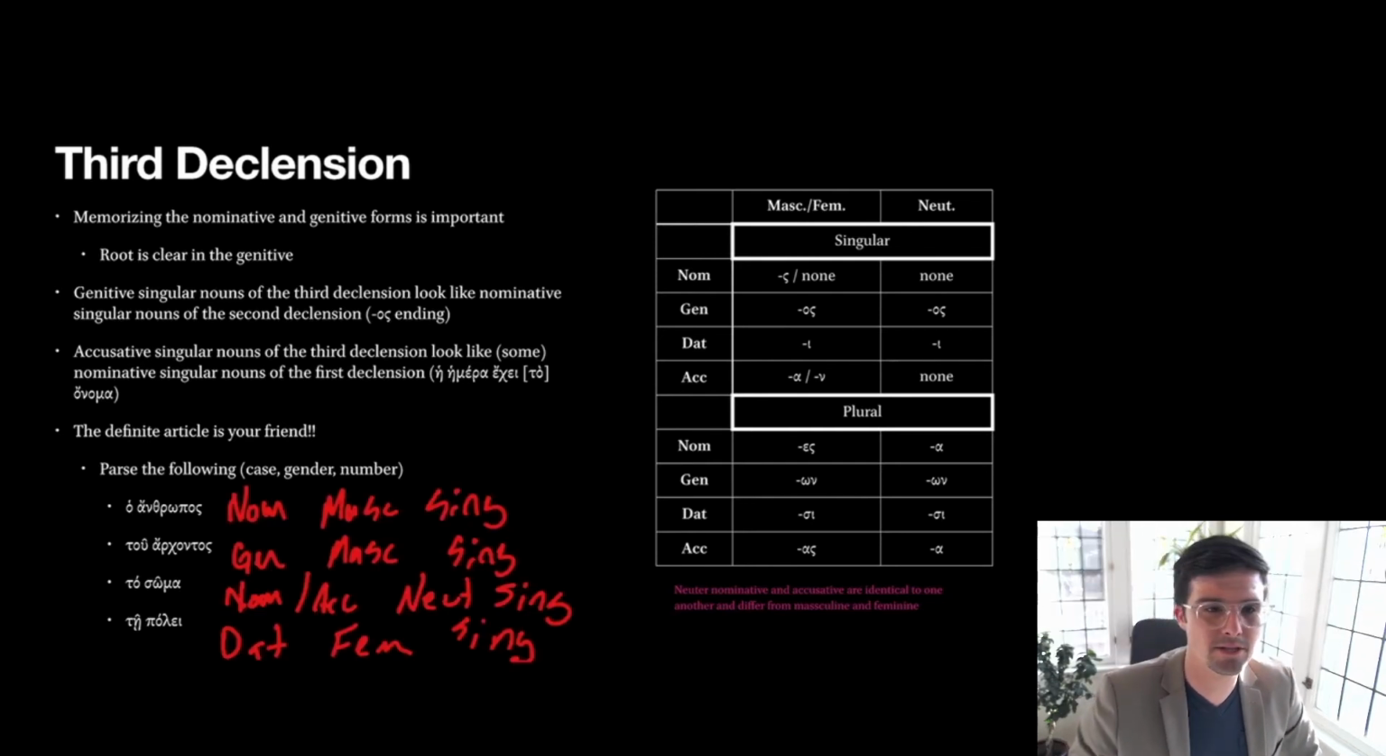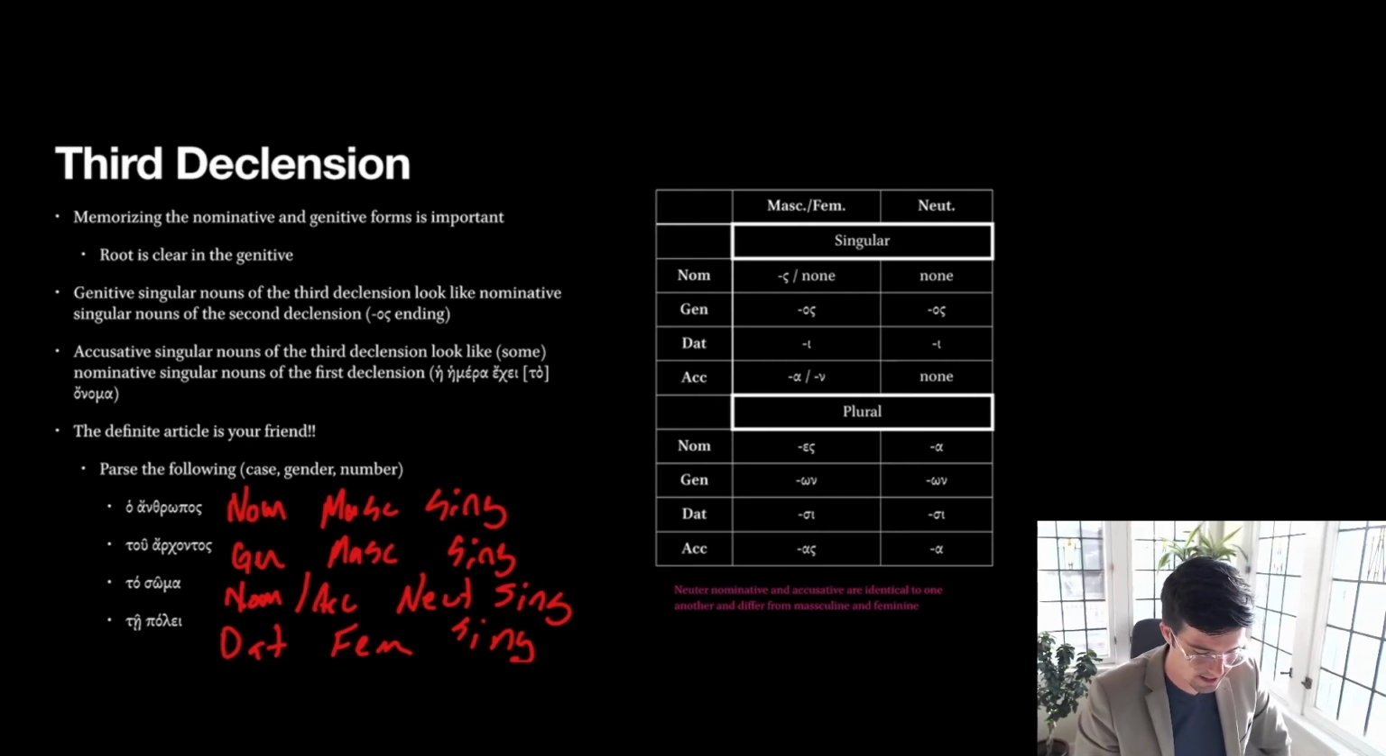All right, so this is what you should have here. All of these are going to be singulars, and the bottom three are going to be third declension forms, whereas this one up here is a second declension. And so really you could just ignore the noun altogether here if you wanted to, and just look to the article for your parsing information. And this is why I tell you that the definite article is your friend.